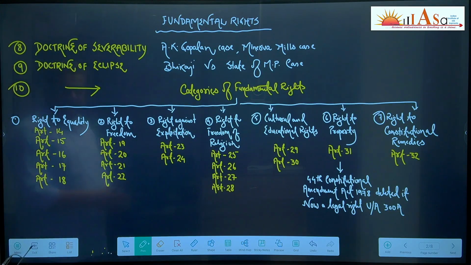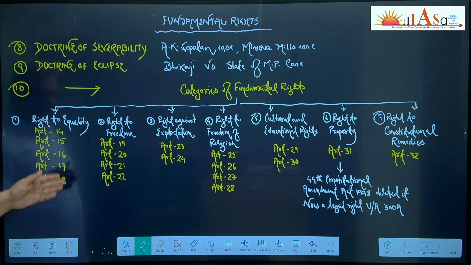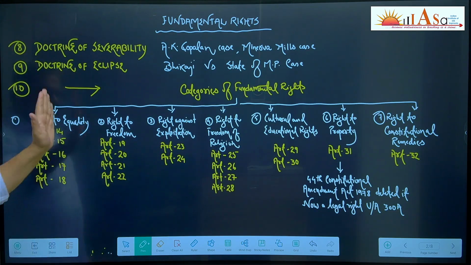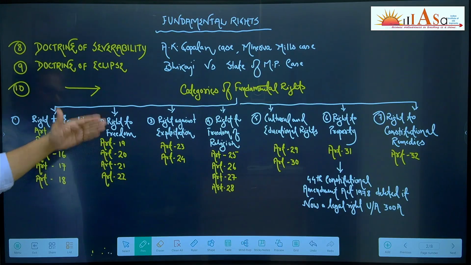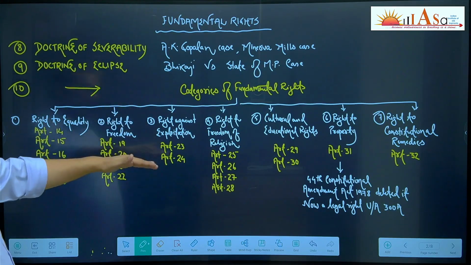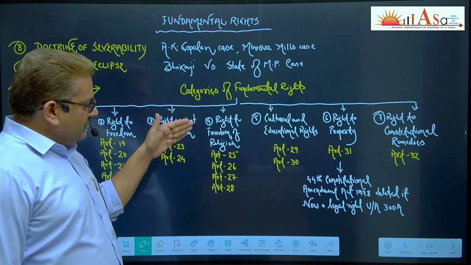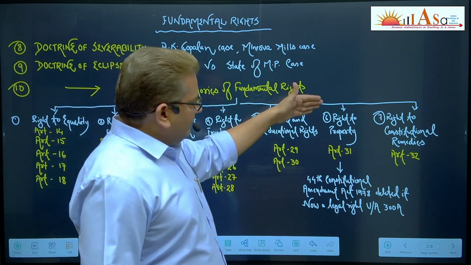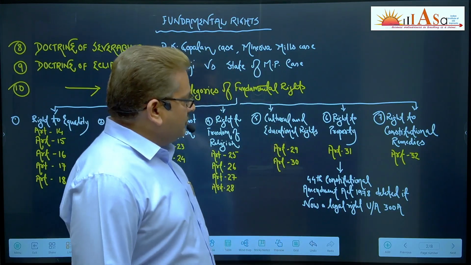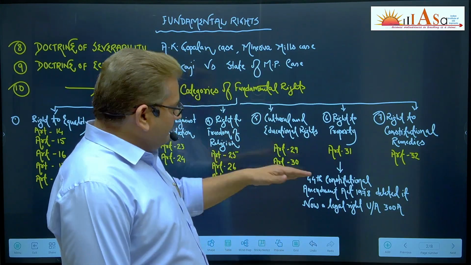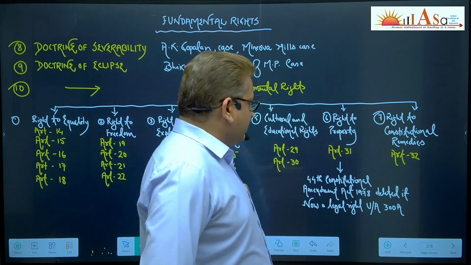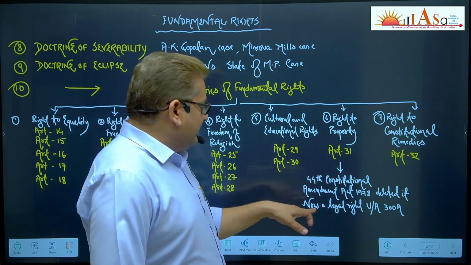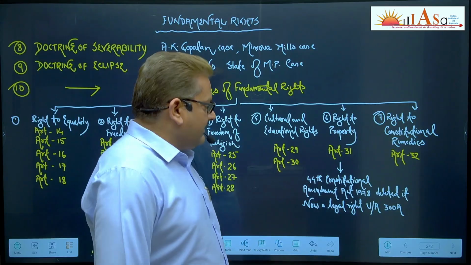Article 14, 15, 16, 17, 18 is the first group, right to equality. Then right to freedom, 19 to 22; right against exploitation, 23, 24; right to freedom of religion, 25, 26, 27, 28; cultural and educational rights, 29, 30; right to property, 31; and right to constitutional remedies, Article 32. The 44th Constitutional Amendment Act 1978 deleted the right to property; now it is a legal right under Article 300A.